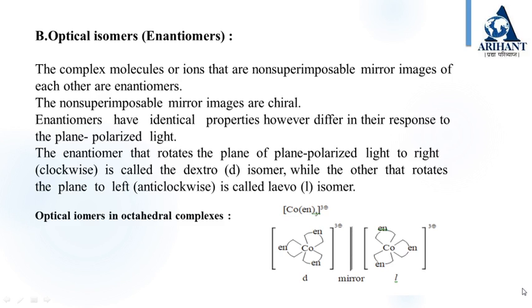Now we will see what is meant by optical isomers or enantiomers. The complex molecules or ions that are non-superimposable mirror images of each other are enantiomers. The non-superimposable mirror images are chiral. Enantiomers have identical properties, however differ in their response to the plane polarized light. The enantiomer that rotates the plane of polarized light to the right or clockwise direction is called dextroisomer, while the other that rotates the plane of polarized light to the left or in anticlockwise direction is called levoisomer.